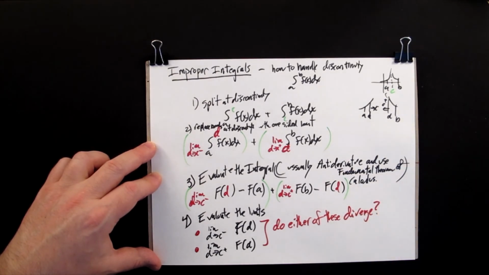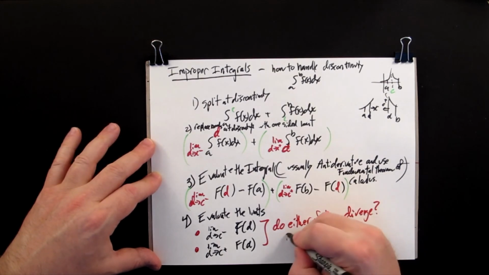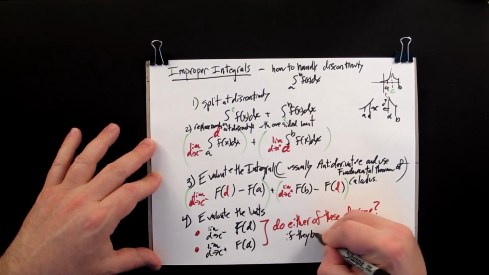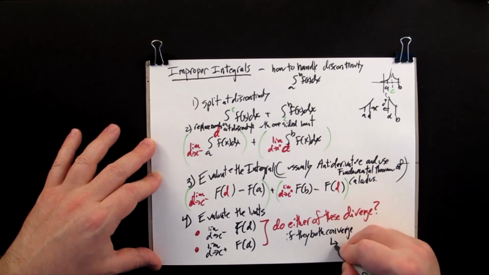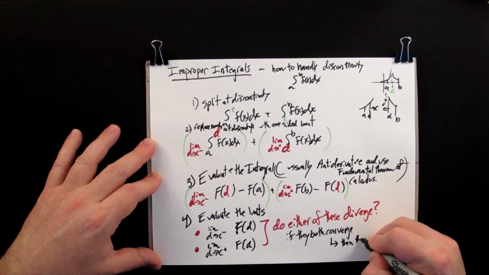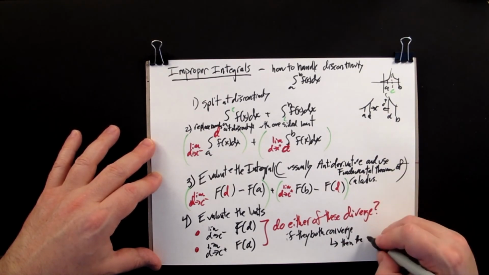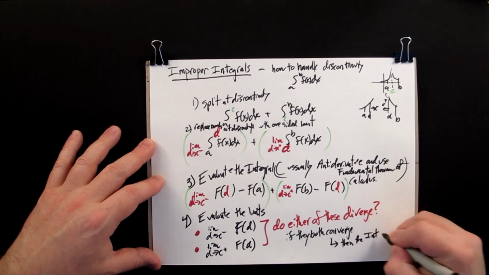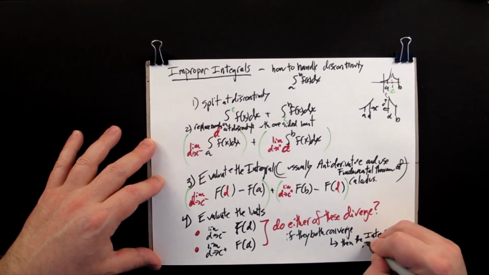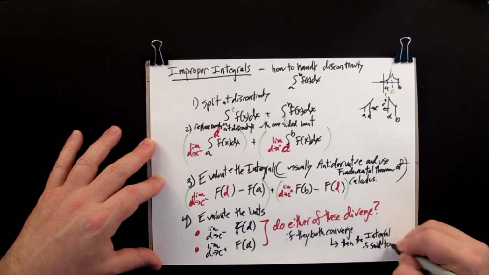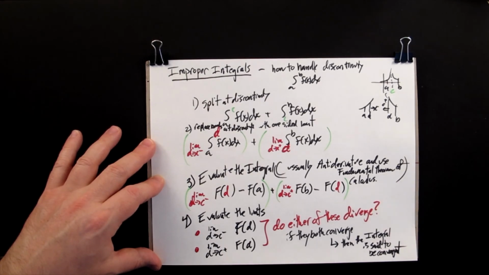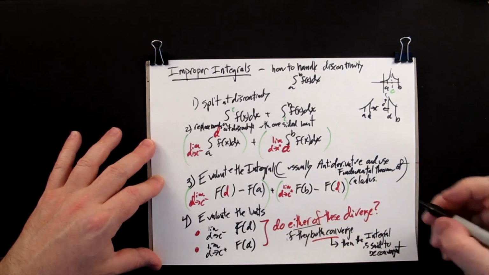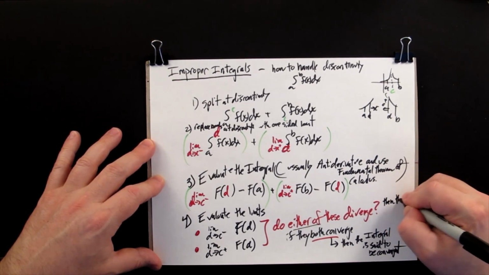So the first question you ask is, do either of these diverge? If they both converge, then the integral is said to be convergent. So if either of them diverge, then the integral is divergent.